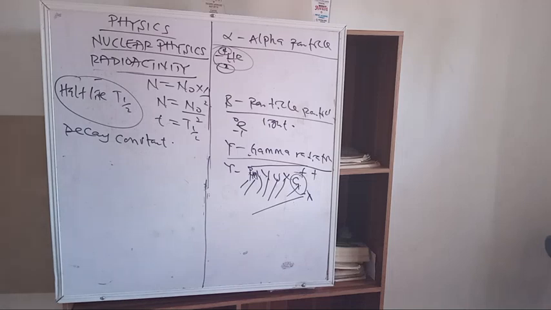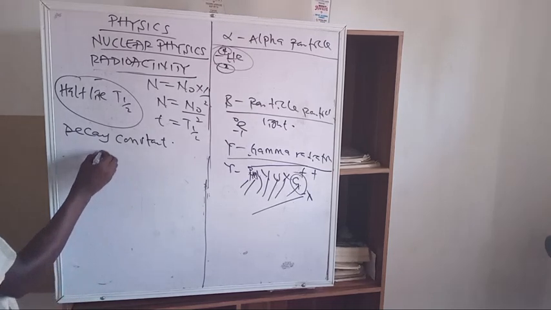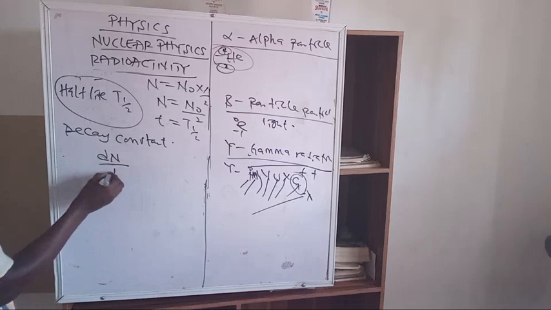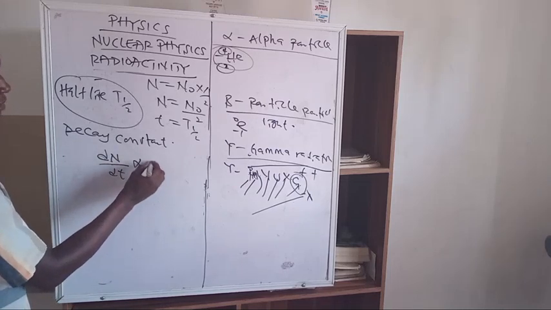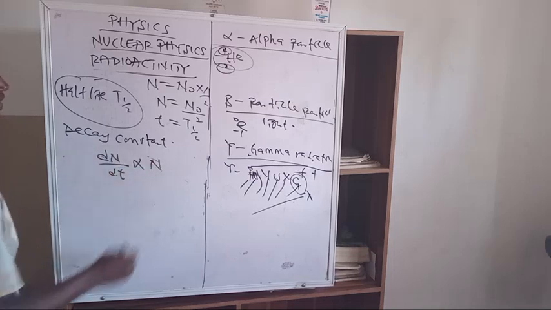Now, the law of radioactive decay states that the rate of decay of a radioactive element per second is proportional to the quantity of the material or the element that remains at a given time. So if I want to express that, I have my rate of disintegration per second, dN over dt, is proportional to what? To the element that remains, that is N, the number of atoms of the element.